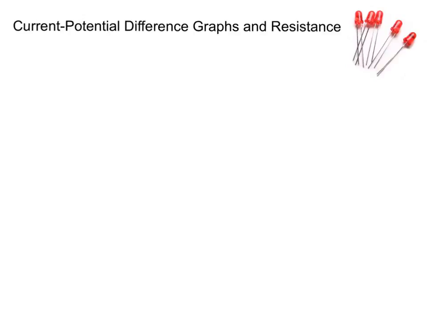Hello everyone, in this video I'm going to be looking at the three different current potential difference graphs that you learn about in AQA physics at Key Stage 4, and we'll look at resistance, how that relates to current and potential difference, and a few special types of resistor.